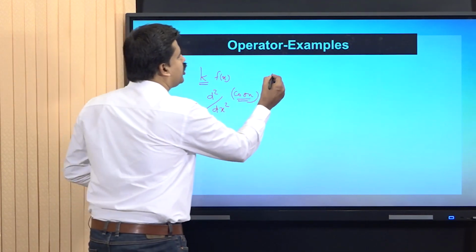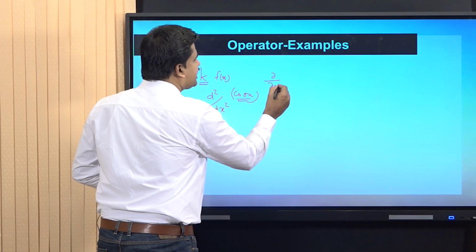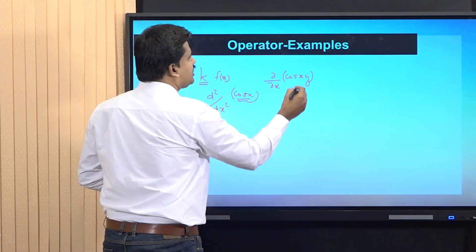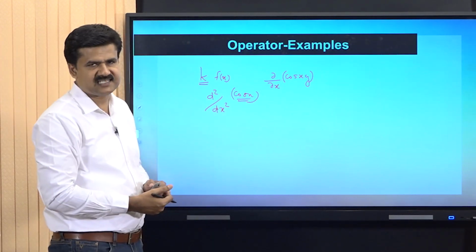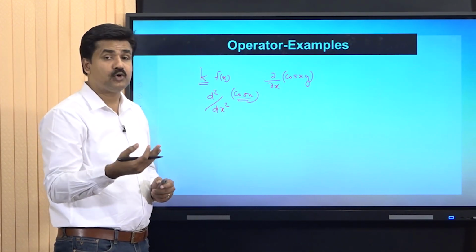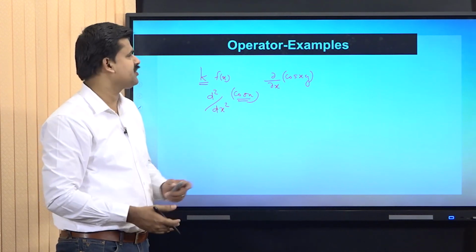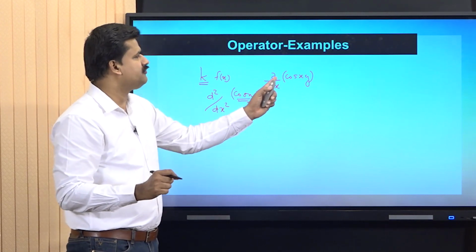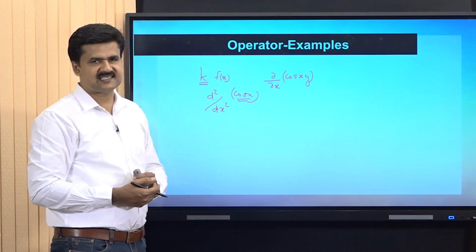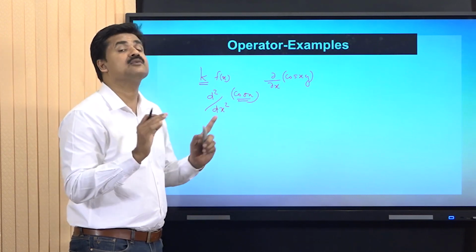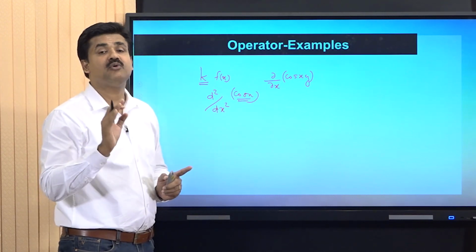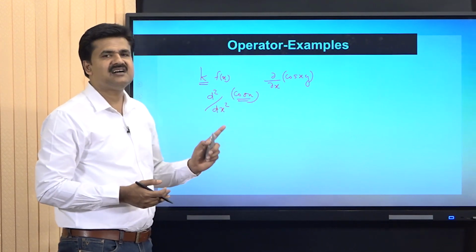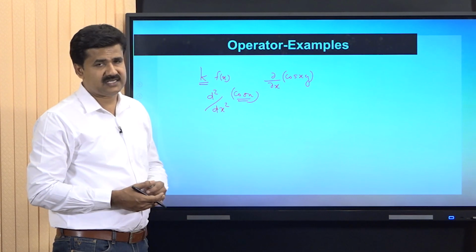Now, dou by dou x of cos xy. If more than one variable is present, sometimes we adopt partial differentiation. Dou by dou x simply means we are differentiating the function, the operand cos xy, with respect to x only, that means keeping y as a constant. So, dou by dou x is the partial differential operator.